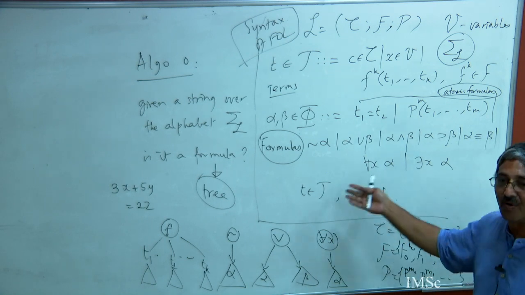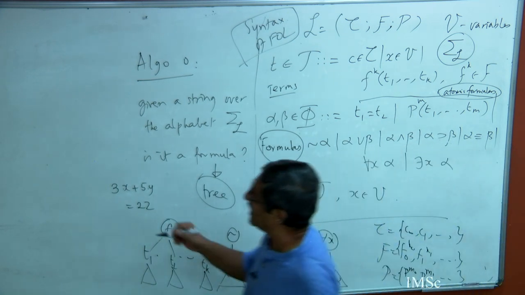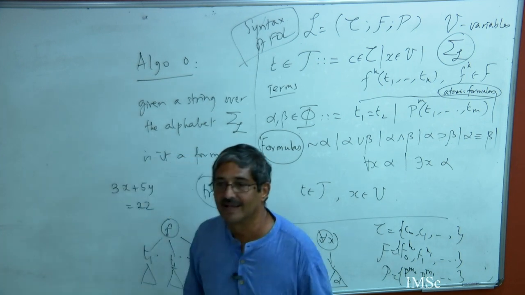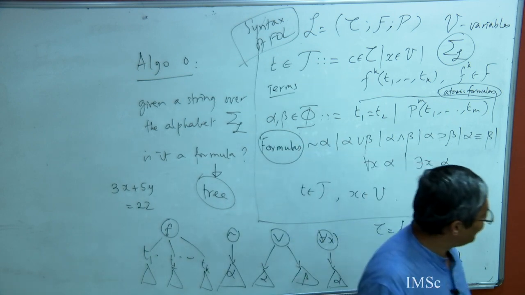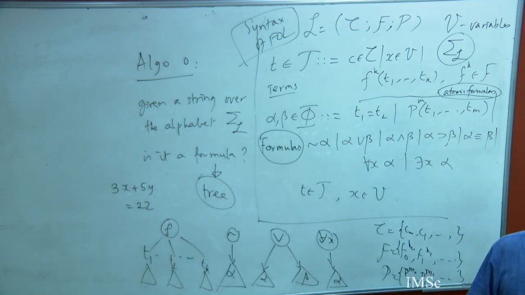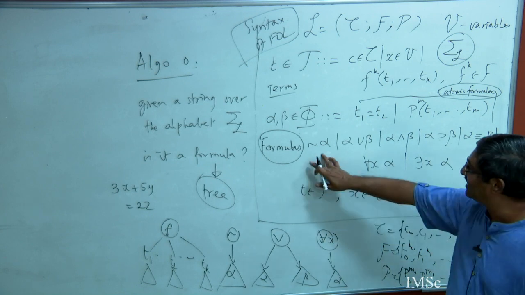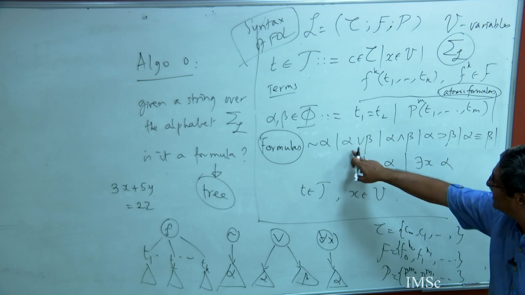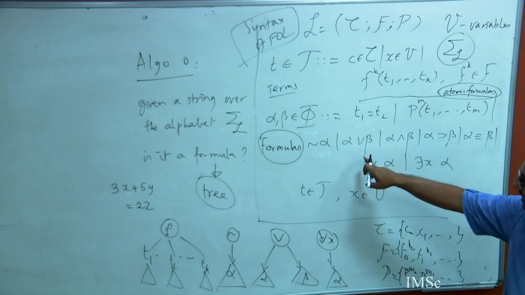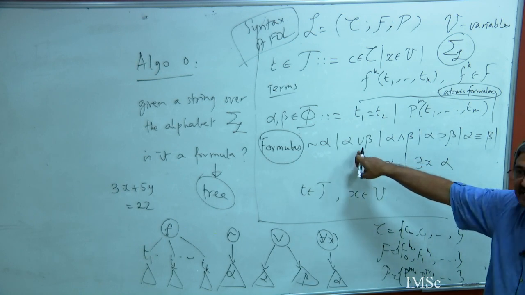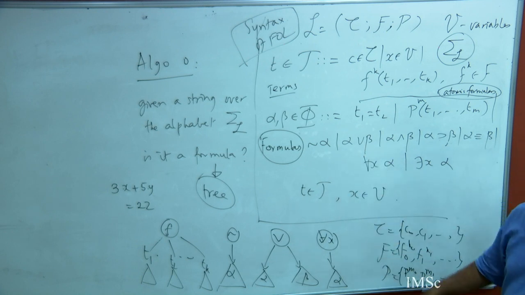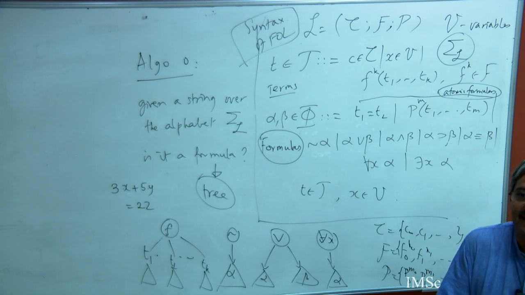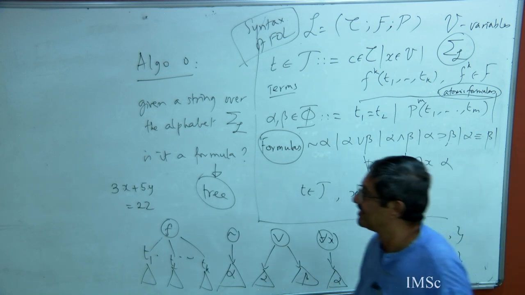So what is the length of a formula? Well, that we will define as, what is the length of alpha? Well, what is the length of negation alpha? It is whatever is the length of alpha plus 1. What's the length of alpha or beta? Length of alpha plus length of beta plus 1. Right. So basically, if you think about it, it's exactly the number of nodes in the tree representing alpha, right?